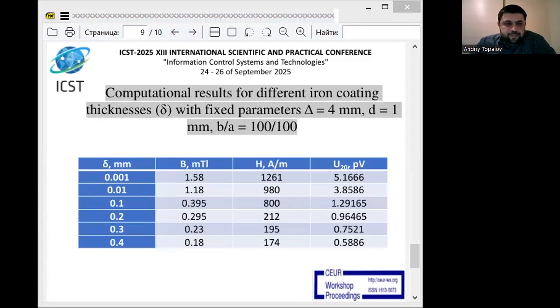Next slide: calculated Hall coefficients and resultant voltage variation across the Hall plate dimensions provide a quantitative metric for evaluating measurement sensitivity. The analysis indicates that the effective measurement range of the proposed sensor system extends from 0.001 millimeters to 0.2 millimeters for deposited metallic films, which encompasses the requirements for various industrial applications. Beyond 0.2 millimeter thickness, the measurement sensitivity decreases significantly due to magnetic flux saturation effects within the ferromagnetic coating. The detailed results are presented in this table.